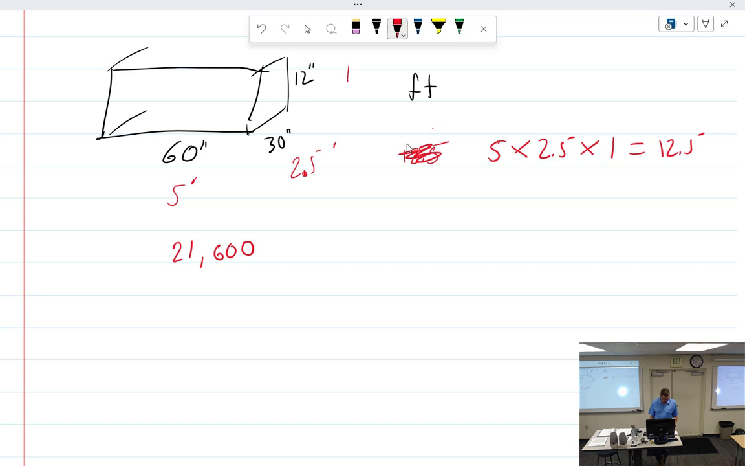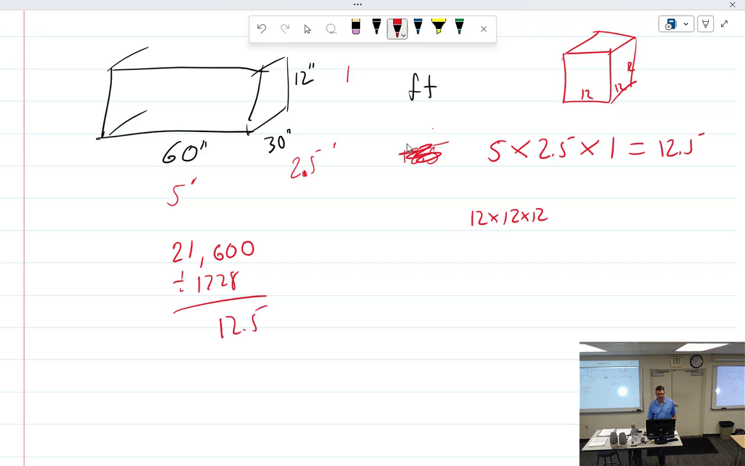So how many cubic inches are in a cubic foot? It's 12 times 12 times 12, which is 1,728. See how easy it is to screw up? So you have to divide 21,600 by 1,728, and you end up with 12.5.